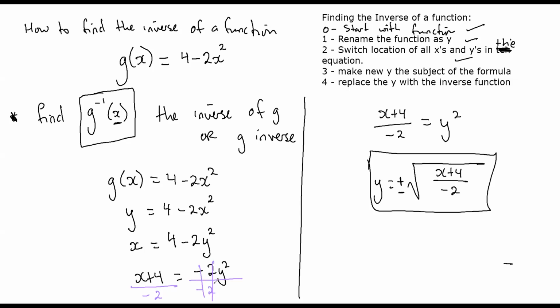Great. Now, what we have to do is replace y with the inverse function. So the inverse function is this. We just write g inverse of x is equal to the square root of x plus 4 over negative 2. Now this is what I call a more difficult example, so what I'm going to do is do it over.